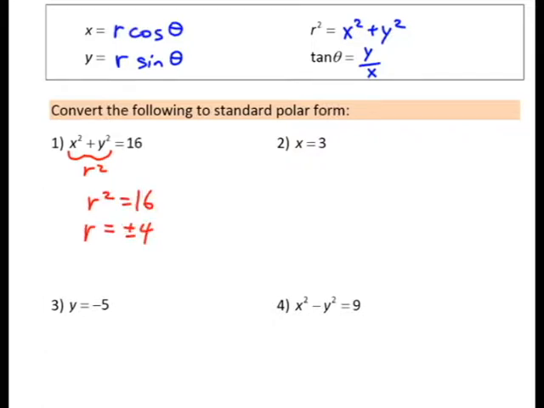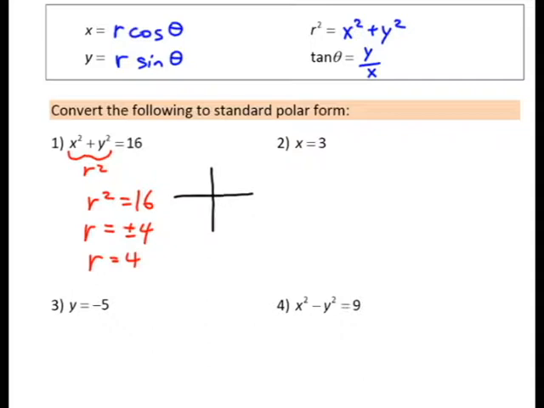In this case, r equals plus or minus 4 simply describes a circle. The important thing to realize is that we can simplify this to r equals 4. The reason is that theta can do whatever it wants.